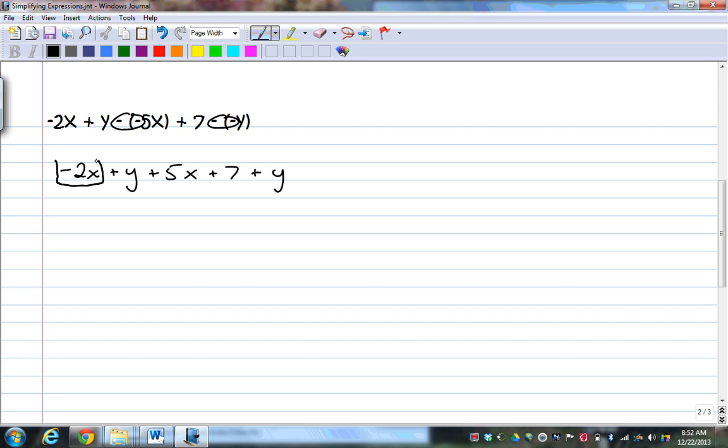Now I can identify the like terms. I have a negative 2x. I have a positive 5x. But now I have y's as well. I'm not going to put a rectangle around those because they are not like the x's, but these are like terms, so I'm going to circle those. So what I'm combining now is a negative 2 and a positive 5, which would give me a 3. The variable stays the same.